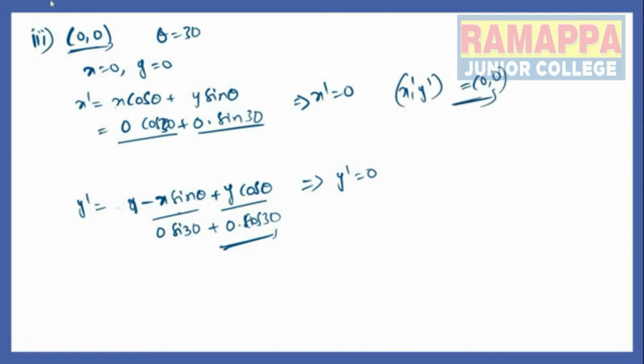So in my perspective, we can do it like this. In colleges, they may change the type of question, but however you do it, in any number of ways, you will get the answer 0, 0 only.